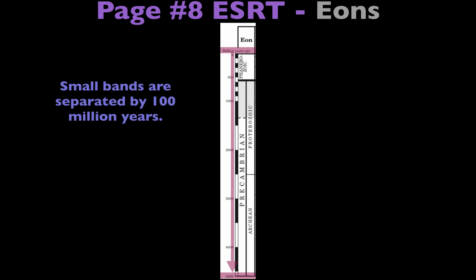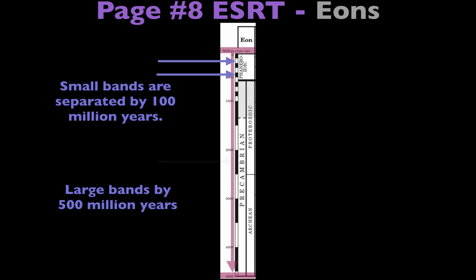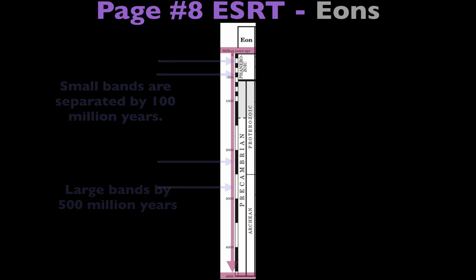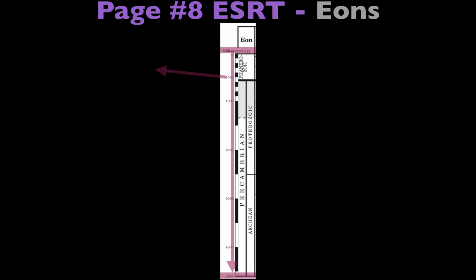To break this up even further, you're going to see that there are small bands, whether they are black or white. Those small bands separate 100 million years worth of time. And then if you see larger bands, those separate 500 million years worth of time. So this 500 value really means 500 million years ago. This number further down, 2,000, really means 2,000 million years ago, which essentially is the same quantity as 2 billion.